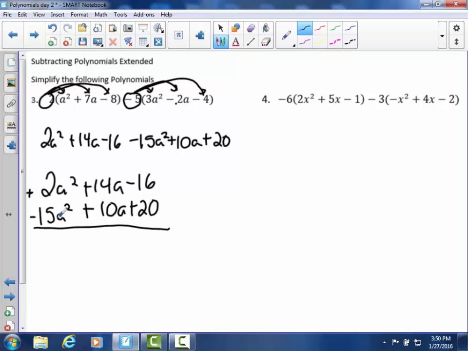2 plus negative 15 is negative 13a squared, and then 14 plus 10 is 24a, and then negative 16 plus 20 is positive 4.